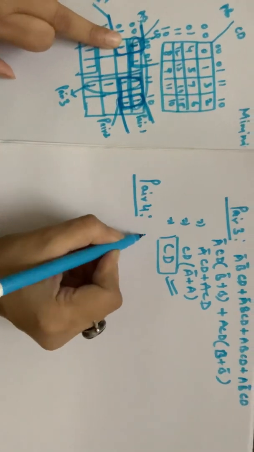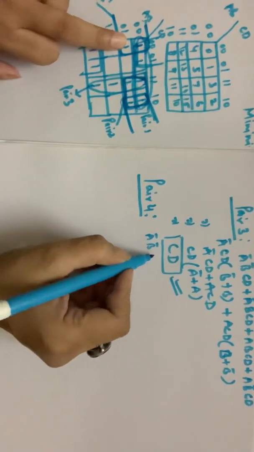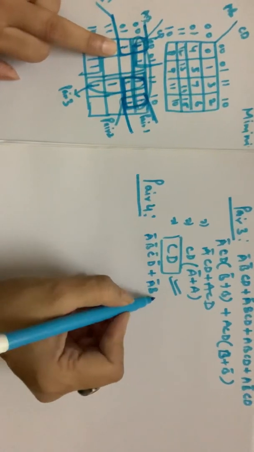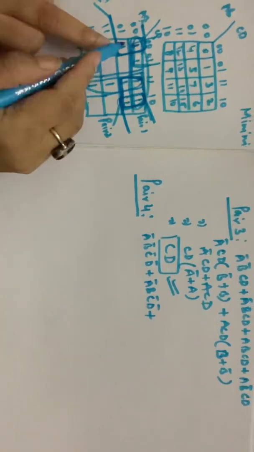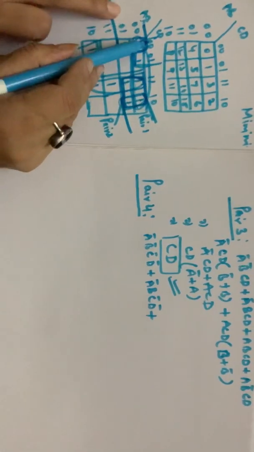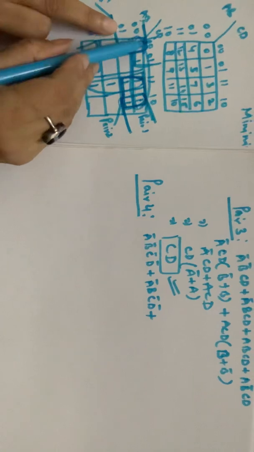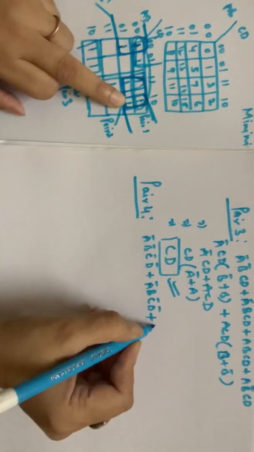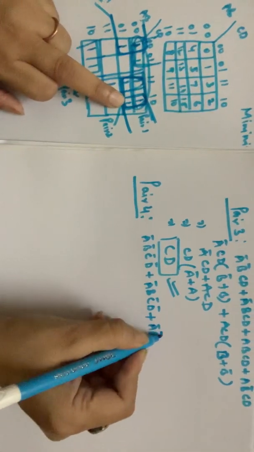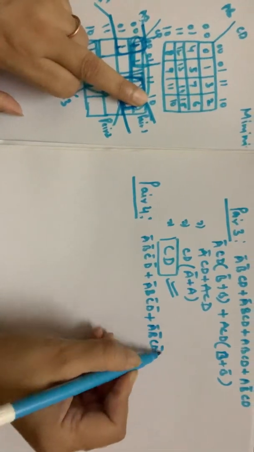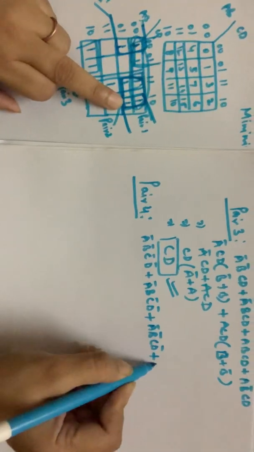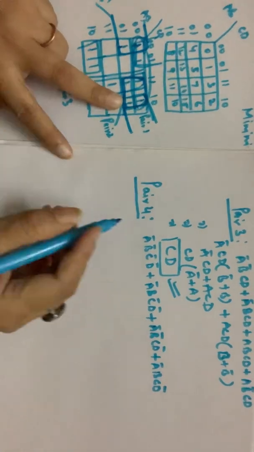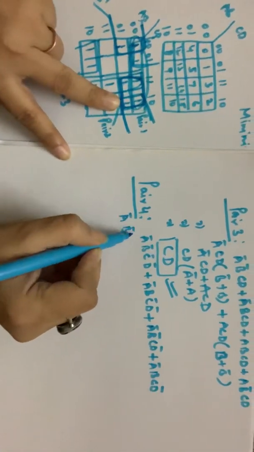So pair 4 will give you A bar, B bar, C bar, D bar plus A bar, B, C bar, D bar. How have I calculated this? This one and this one: A bar, B bar, C bar, D bar, and this one: A bar, B, C bar, D bar. Then look at these two ones. We'll get A bar, B bar, C, D bar plus this one, A bar, B, C, D bar. Okay, now take the values common.